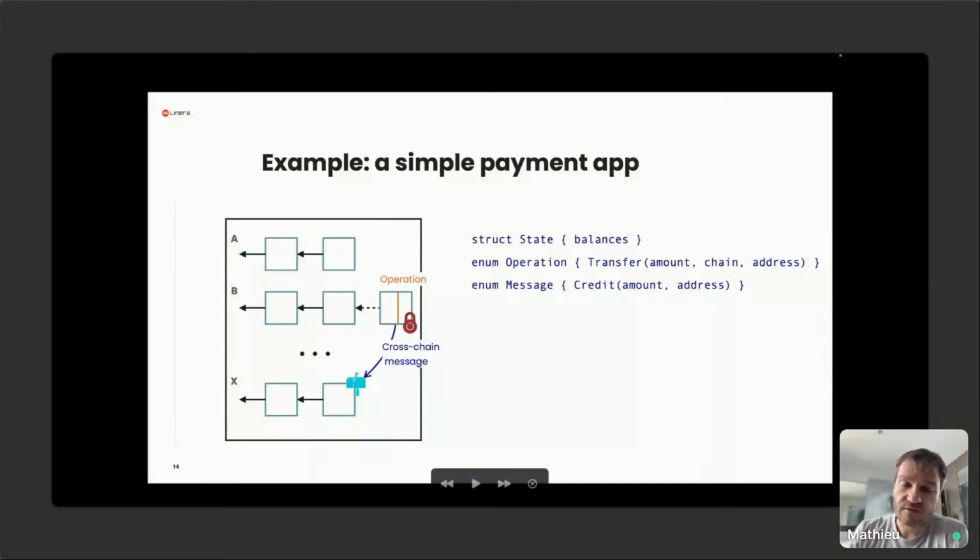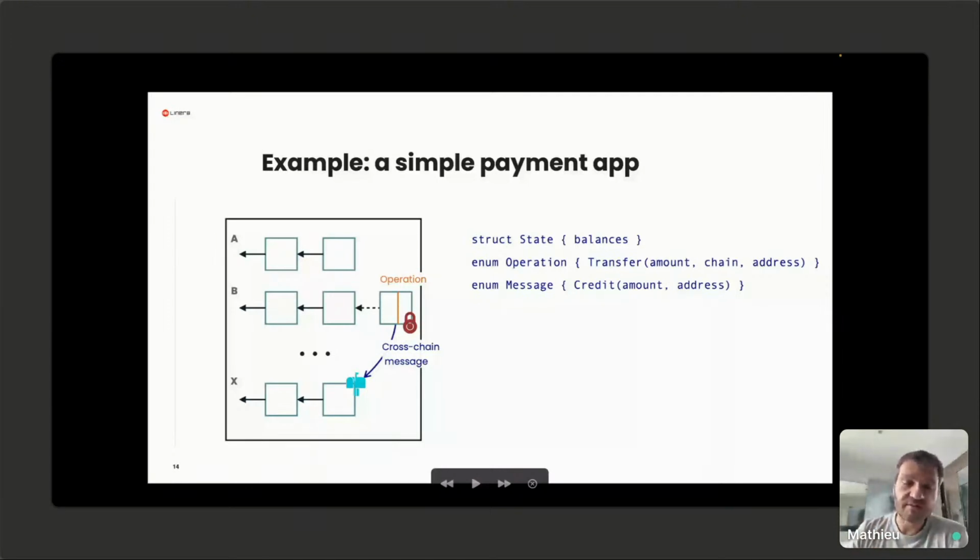So you burn the asset on the sender side, you send a message, and then on the receiver side, when you receive credit, it means you mint the asset on the other side. What's interesting is that we have a payment system described here with one message, one command, and just a map of balances, and that's already a horizontally scalable payment system out of the box using the framework of Linera.